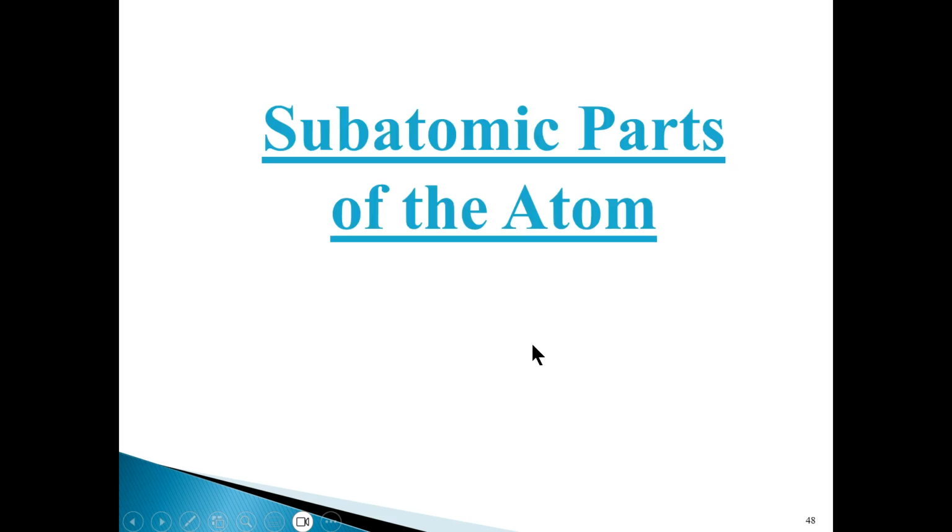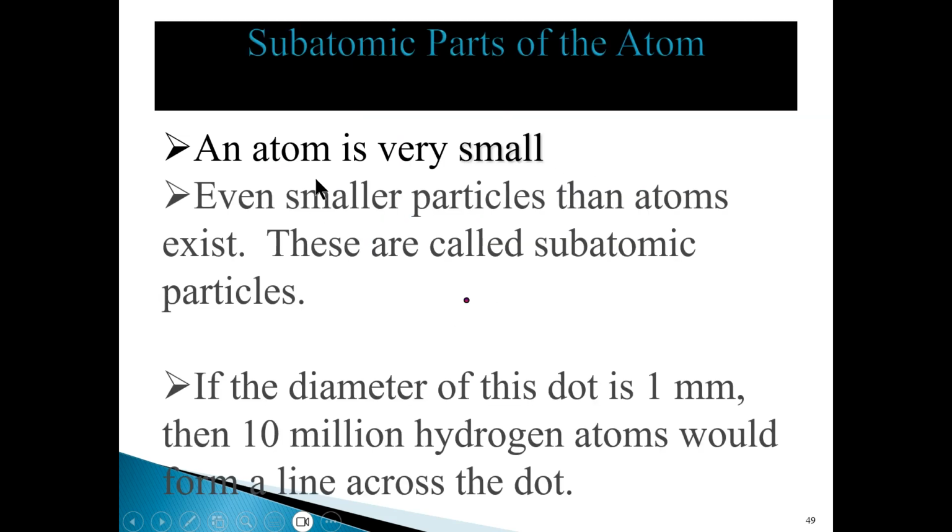Now, one important thing about the atom that you need to be aware of is that even though the atom is the smallest part of an element, there are actually other particles that exist within the atom. And we call these particles subatomic particles. As stated here, the atom is very small. If you consider this dot here, where the diameter is 1 millimeter, and you line up hydrogen atoms side by side from one end of the circle through the middle to the other end, the number of hydrogen atoms required would be 10 million. So that gives you an idea as to how small these particles are.